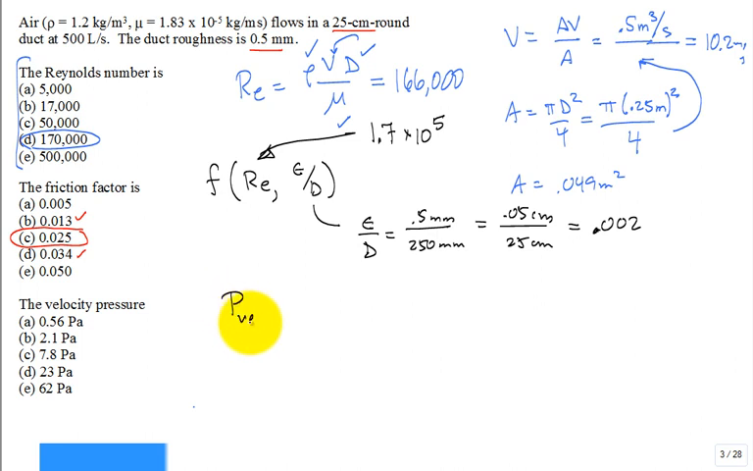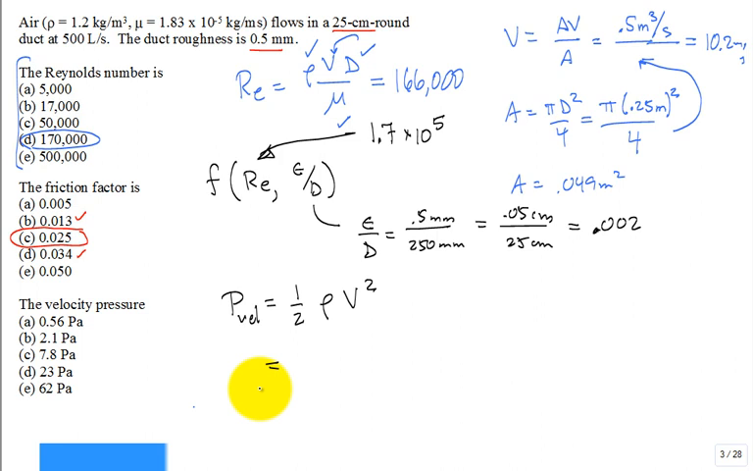Is the velocity pressure, the dynamic pressure, equal to 1/2 rho v squared? Yes or no? Yes. Is that in the form of Bernoulli's equation, the pressure form? Yes. We also call that the stagnation, the boost in pressure above the static pressure.